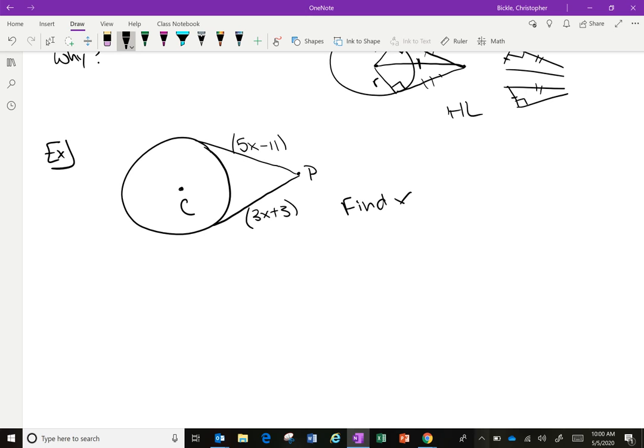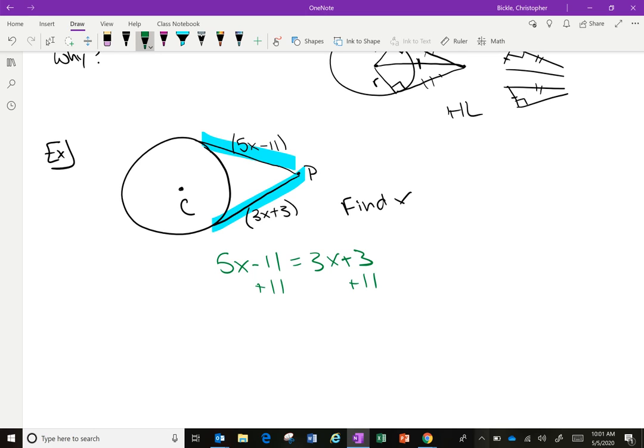So what do we know about those two segments? What do we know about this segment and that one? We know they're congruent because they're both tangent. So if they're both congruent because they're tangent, then they have to be the same length. If they're the same length, that means their lengths are equal. So we can do 5x minus 11 equals 3x plus 3.